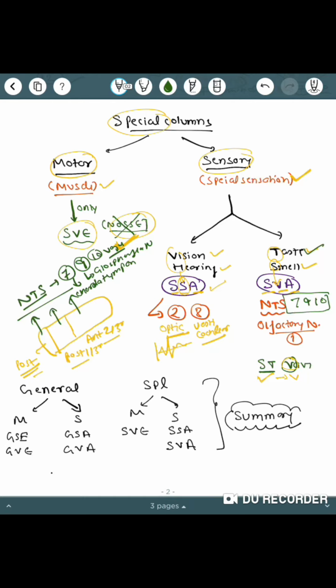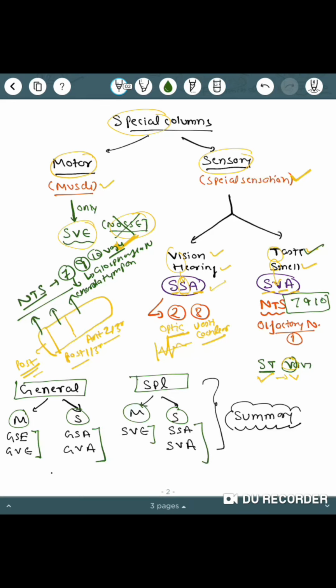So for summary, we have two types of columns: general columns and special columns. The general columns have a motor component and a sensory component. Also the special columns have a motor component and a sensory component. The motor component of general contains GSE, GVE, and the sensory contains GSA, GVA. Special contains SVE for motor, and SSA and SVA for sensory.